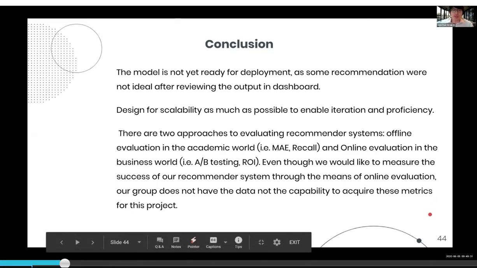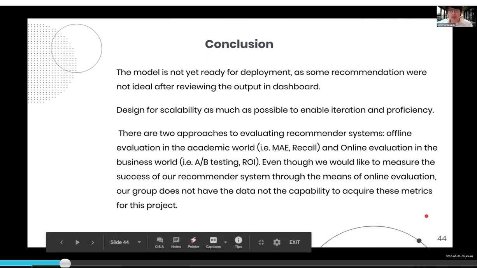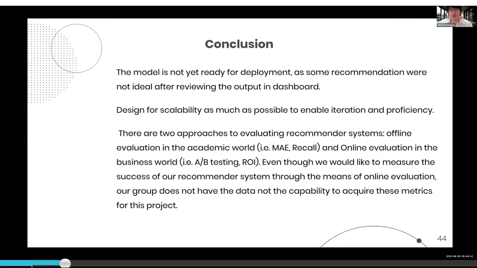We want to measure those kinds of things for our system, but practically it's just not possible with the setting of our environment and our data. But if possible, when a deployment happens, that's something we definitely want to track. So that pretty much wraps up our entire project.